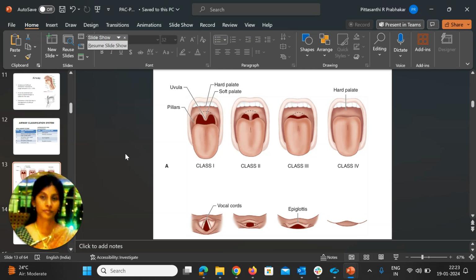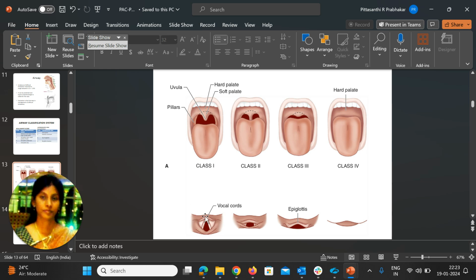This is the picture of Mallampati grading and also the Cormack-Lehane grading. In Mallampati class 1, you can see the uvula, soft pillars, hard palate, and soft palate. In grade 2, soft palate, upper portion of the uvula, and fauces are visible. In grade 3, soft palate and uvular base are visible. In grade 4, only hard palate is visible.